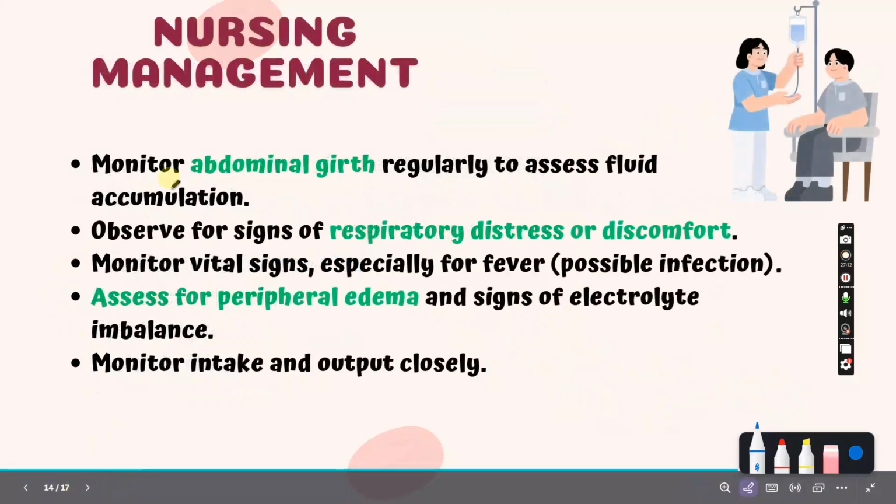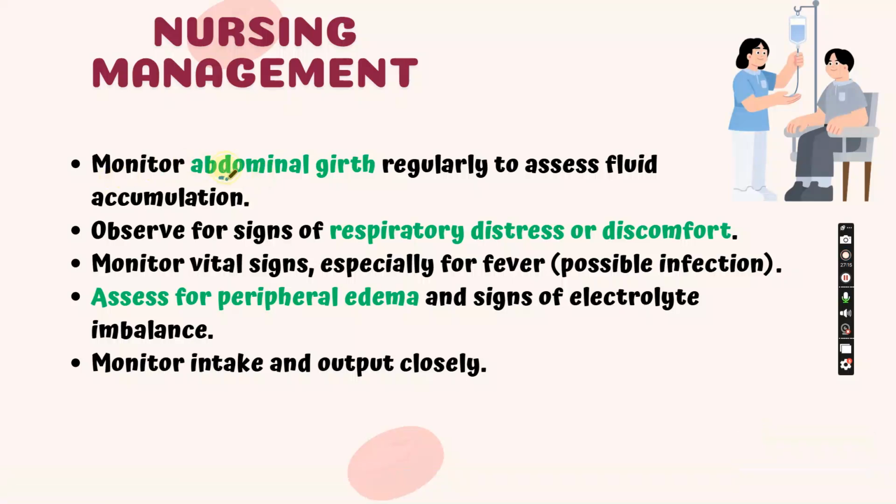Then we will move on to the nursing management. What we'll do is measure the abdominal girth at regular intervals or every day. Here is the patient's abdomen. We have to take a measuring tape and measure the abdominal girth to determine whether fluid is accumulating more or the paracentesis is working or not, to assess fluid accumulation.